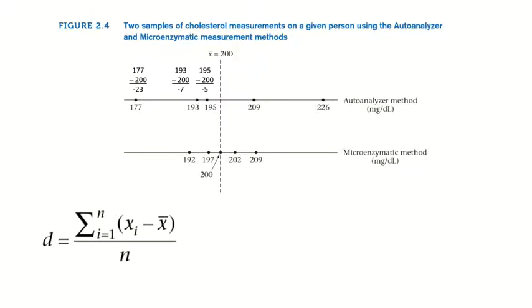So in this case, we subtract the mean 200 from 177 to give us negative 23. And we do the same for the data points 193 and 195. And for the data points to the right of the mean, we subtract the mean from the data points, giving us positive numbers. 209 is 9, and for 226, that's 26.